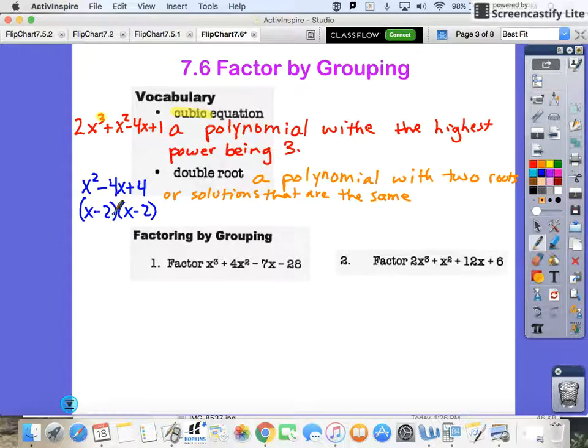So if we set either or both of those equal to 0, x equals 2 for both of them. But the double root is because this shows up twice.